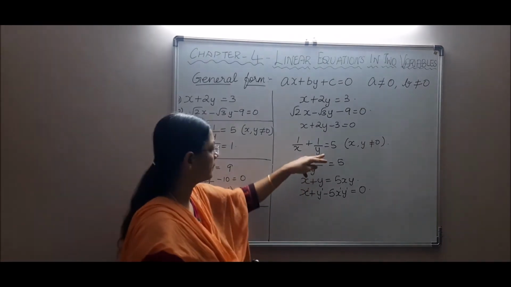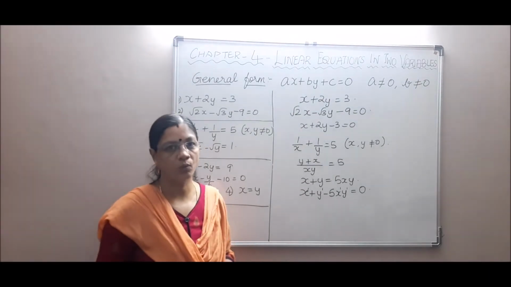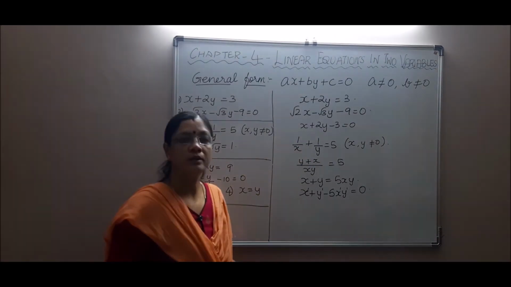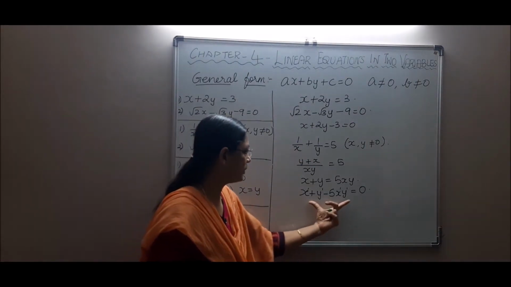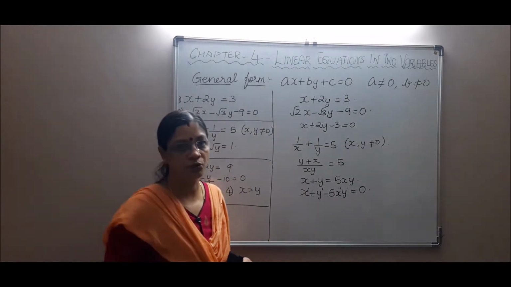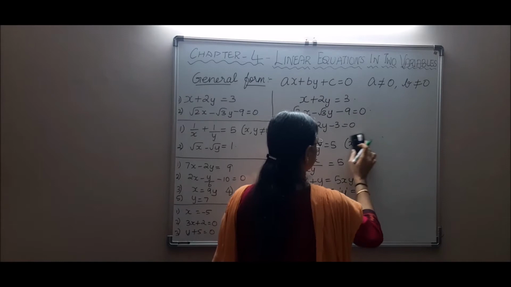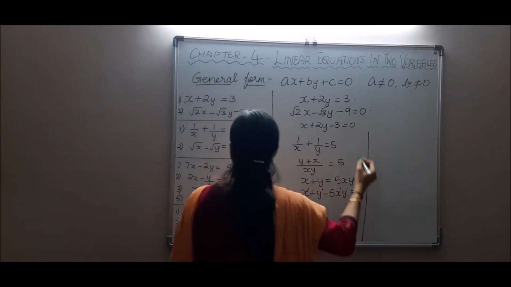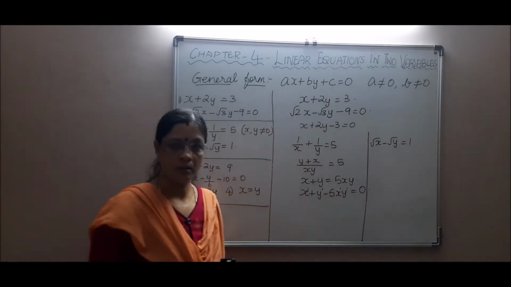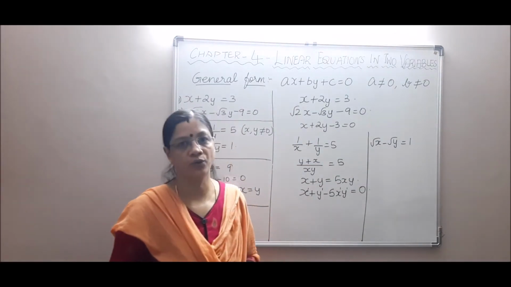You understand? So we say this is not a linear equation. 1 by x plus 1 by y is equal to 5 is not a linear equation, because upon simplification we have degree 2 for this equation. So it is not a linear equation. That you should understand very well. Now let us take the next example. Root x minus root y is equal to 1. Isn't it? So we'll check whether this is a linear equation or not.